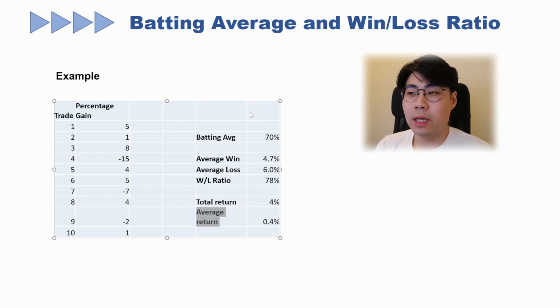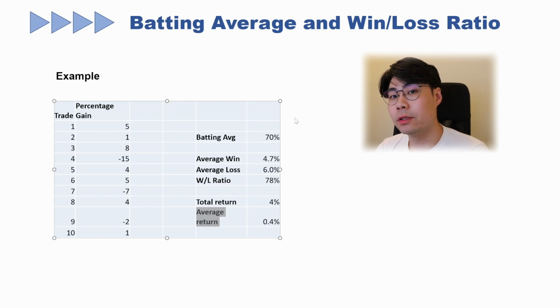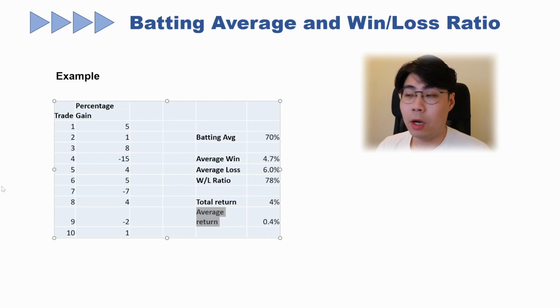So if these terms and concepts do not make sense, don't worry, we'll talk about them in the future. But this already kind of tells you that the batting average and win-loss ratio help the trader understand what they need to improve on. So this is a very short and concise video that I wanted to make to help you understand how to calculate your trades and how to be profitable.